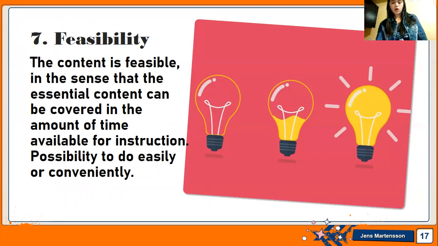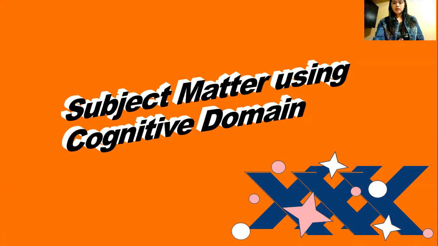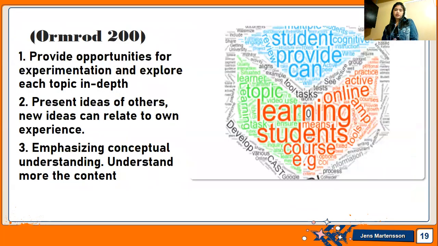So moving on to our next topic, which is about the subject matter using the cognitive domain. This is cited by Omra 200. Number one, provide opportunities for experimentation and explore each topic in depth. Number two, present ideas of others. New ideas can relate to an experience. Number three, emphasizing conceptual understanding, to understand more the content.